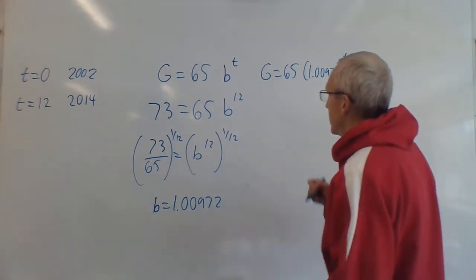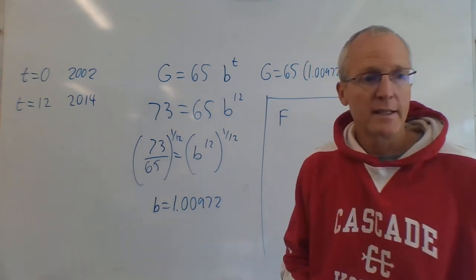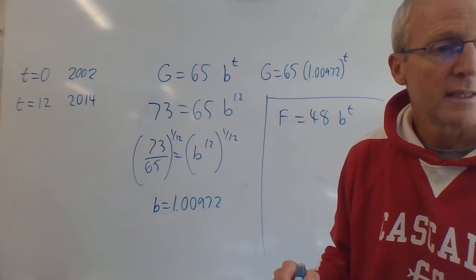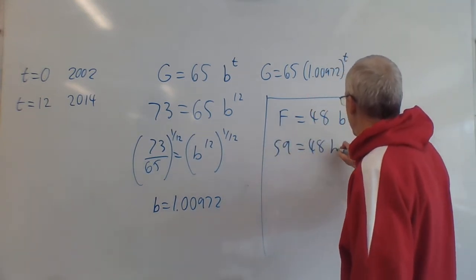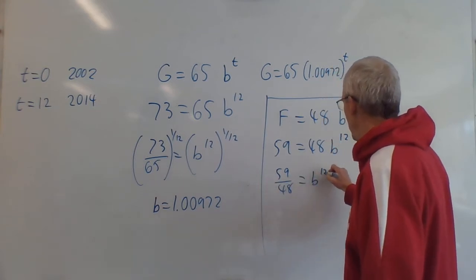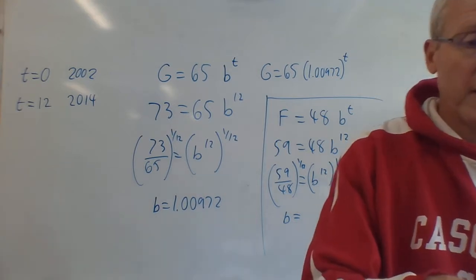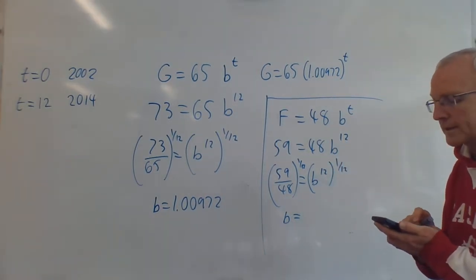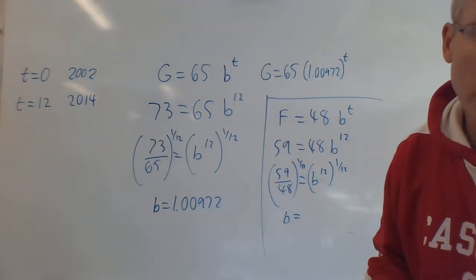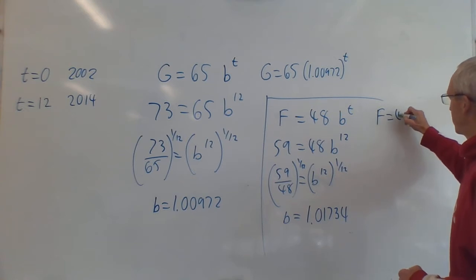Now I do the exact same thing for France. It's practically the same formula. For France, we said they started off at 48. So France is 48 b to the t. And we know that in 12 years, it's 59. So 59 is equal to 48 b to the 12th. Now we do the same thing. 59 divided by 48 equals b to the 12th. We raise both sides to the 1/12th power, and we get that b is equal to 59 divided by 48 to the 1/12th. Using y to the x, 1 divided by 12, I get 1.01734. I'll stop there.